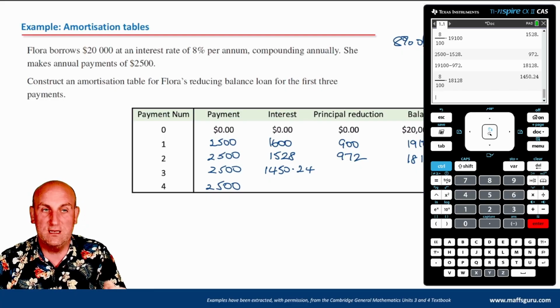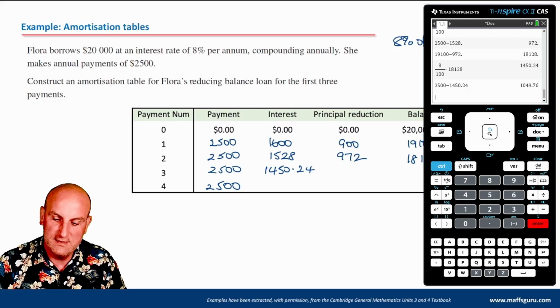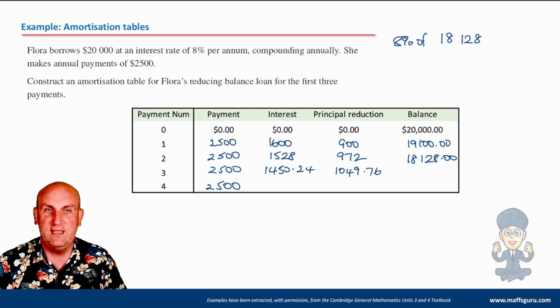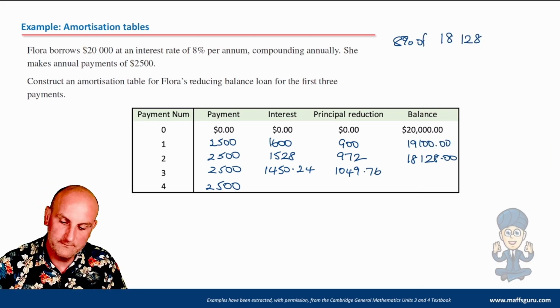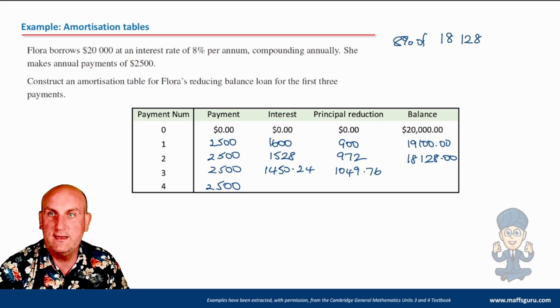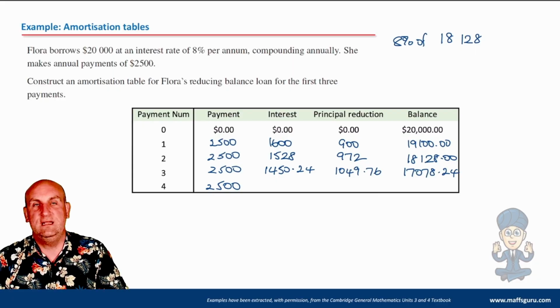What's my principal reduction? It's a loan, so I do my payment, 2,500 minus my previous answer. Tells me that this time my principal is going to reduce by $1,049.76. What's my new principal, I hear you ask? Well, it's my balance minus my principal reduction. So I'm not going to do that because I'm covering up my screen too much, but I would do 18,128 minus 1,049.76. Hit enter, it gives me $17,078.24.